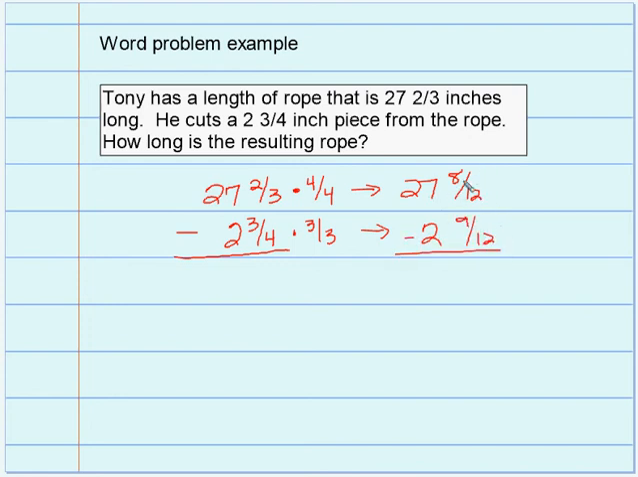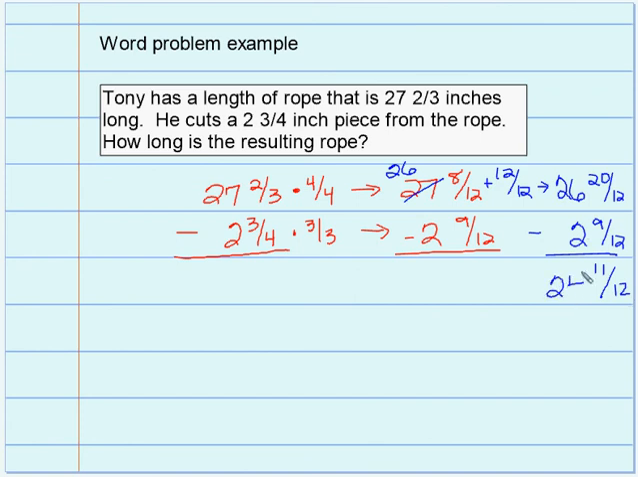Oh, look at this one. This is the bonus problem. I have 8 and I need to take away 9, so I can't do that. So I need to borrow from the 27, making that 26, and I'm going to add to this 12/12, which gives me 26 20/12 minus 2 9/12, and now I can subtract. 20 minus 9 is 11, keep the denominator of 12, 26 minus 2 is 24, which would be inches. 24 11/12 inches is the resulting rope.